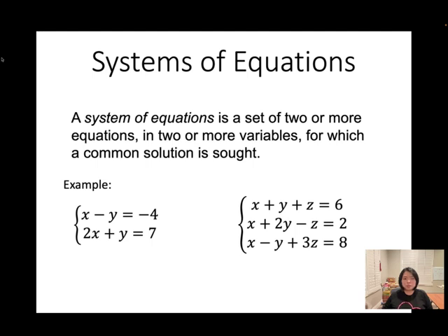First, let's talk about what a system of equations is. A system of equations is two or more equations with two or more variables, and they have a common solution. So look at this example. We have two equations and two variables, and this is three equations and three variables. They have a common solution.